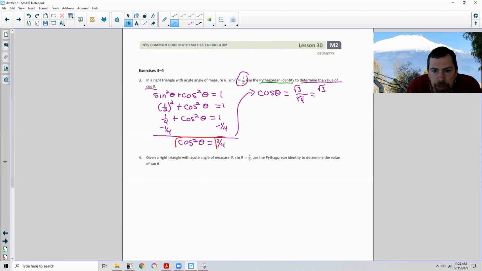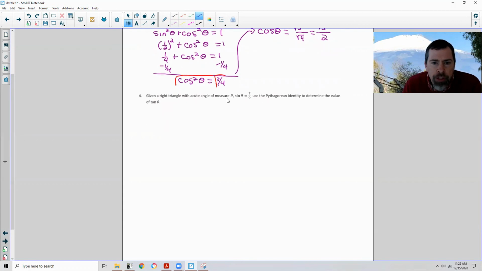Notice what I did here, by the way. The square root of a fraction can be broken up. So I have the square root of the numerator divided by the square root of the denominator. The square root of 3 divided by the square root of 4, which is 2. So cosine theta is the square root of 3 over 2 when sine theta is 1/2. That sounds familiar. Maybe a table we did in lesson 29, perhaps. Okay, so let's move along to number 4.